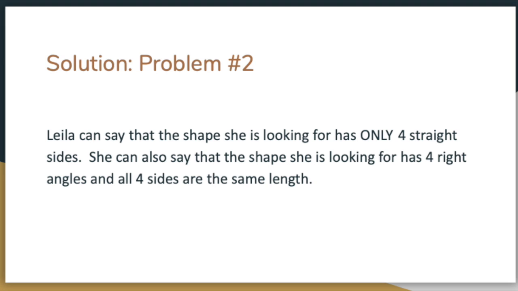So Layla could say that the shape she is looking for has only 4 straight sides, nothing else. She could also say that she is looking for a shape that has 4 right angles and that a square, without using that word, without using that hint, has all 4 sides the same. So only 4 sides, all 4 right angles, and all 4 sides are the same length. So we need to apply our vocabulary that we know in order to give people good direction, in order to kind of explain what we're looking for and reference what we know.